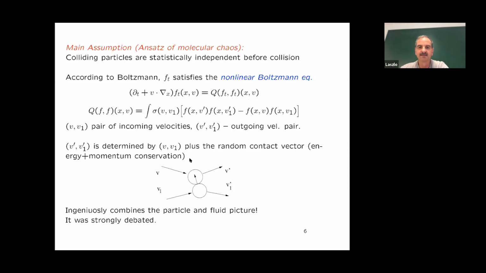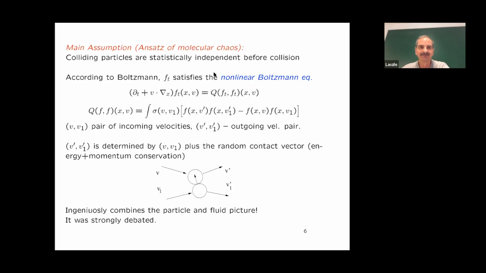The quadratic term simply expresses the usual two-body collision mechanism, when there are two incoming velocities and then there are two outgoing velocities. And this is what this complicated formula describes. So that's the nonlinear Boltzmann equation.